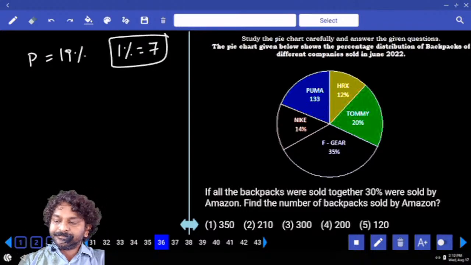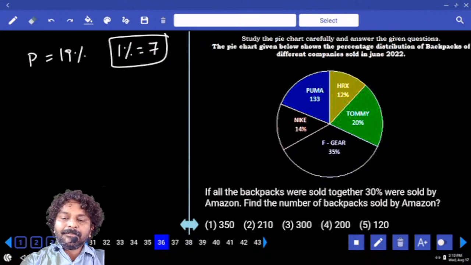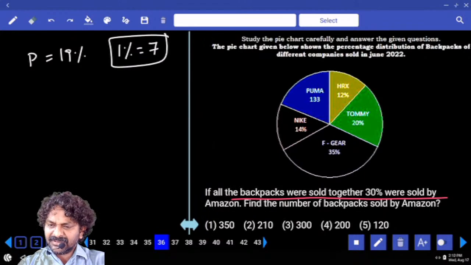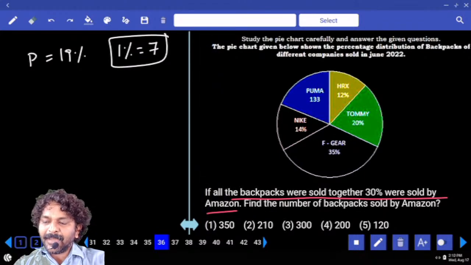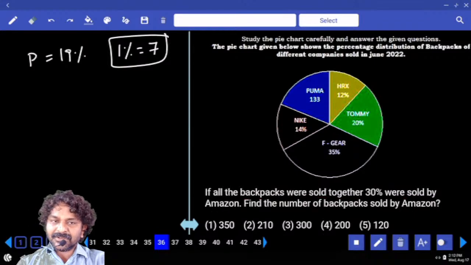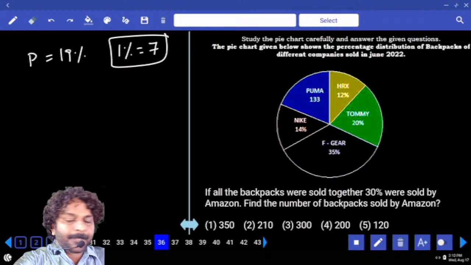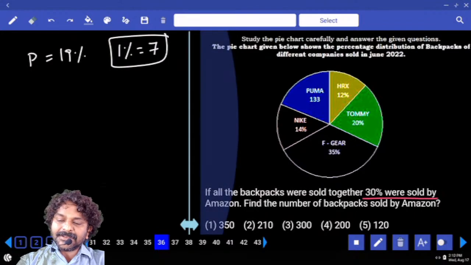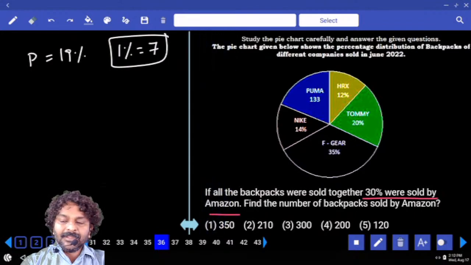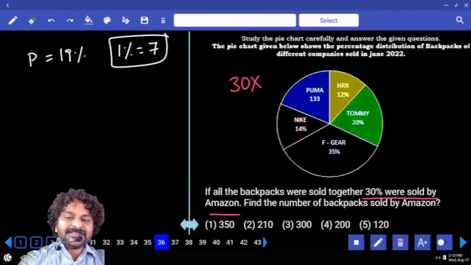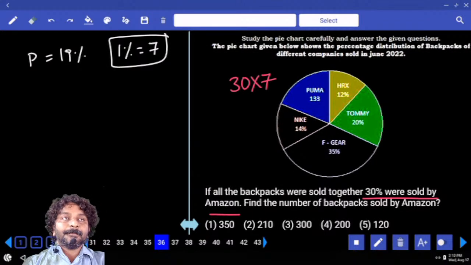Now, of all the backpacks sold together, 30% were sold by Amazon. Find the number of backpacks sold by Amazon. Right, so total is 100%. Out of 100%, 30% were sold by Amazon only. That means we were directly asked to calculate 30%, where 1% is 7. Answer 210.